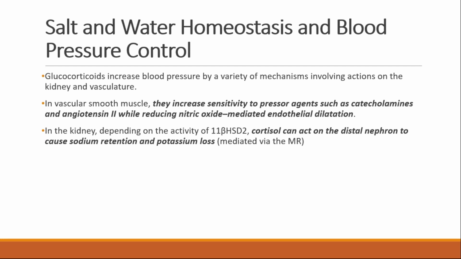In the kidney, depending on 11 beta hydroxysteroid dehydrogenase activity, cortisol can act on the distal nephron to cause sodium retention and potassium loss through the mineralocorticoid receptor. Basically, this is a very important thing to be used. Usually in resistant hypertension, or when we suspect adrenal crisis, whenever there are low levels of circulating cortisol, we administer steroids so as to increase the blood pressure. Despite giving all vasopressor support, the patient's mean BP does not rise, then steroids play a role in increasing the blood pressure.